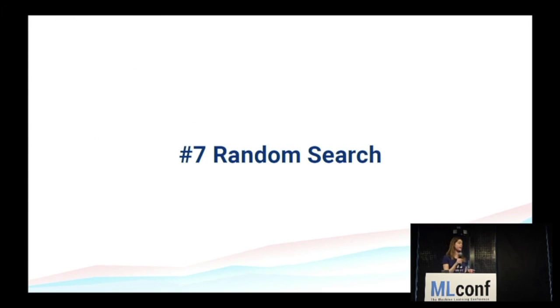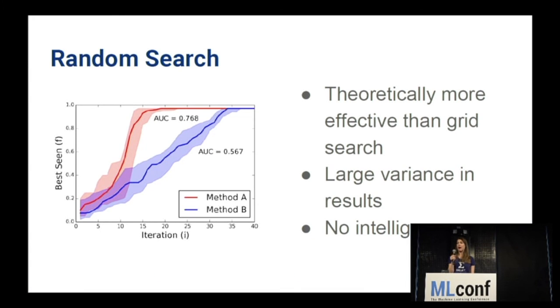Random search is often presented as an alternative to grid search. Random search is similarly easy to understand and easy to implement. You just pick random points in the parameter space and evaluate those random points. And surprisingly, random search has been shown to be theoretically more effective than grid search. And I have a references section at the end where I link to the paper by Bergstra. But random search suffers from a large variance in performance. And random search doesn't take any of the past combinations that have been tried or any of the past results into account.